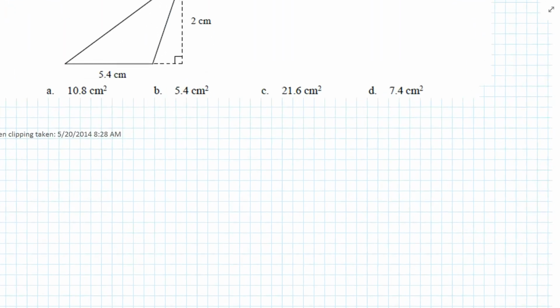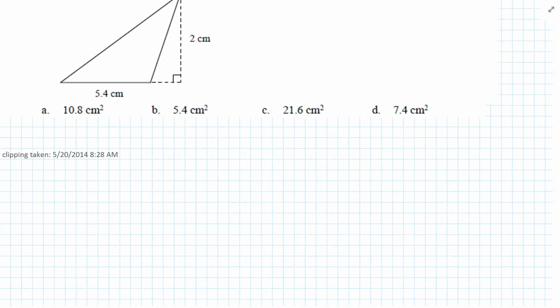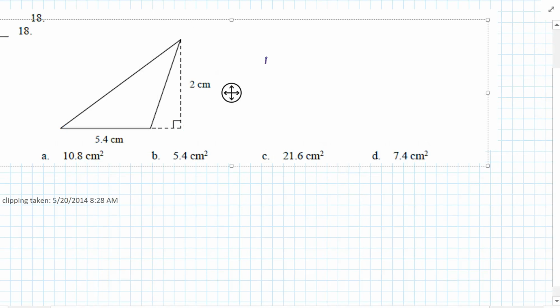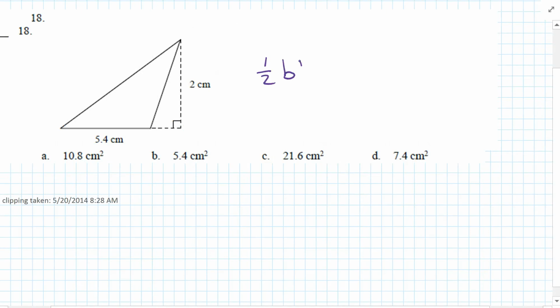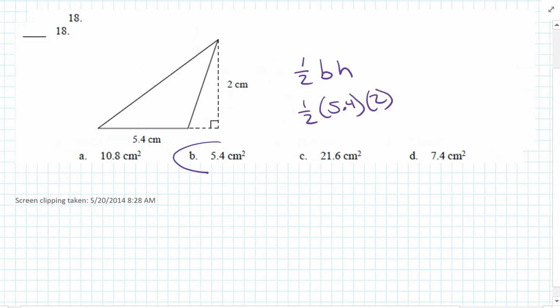18. Base times height. It's a triangle though, so now it's 1/2 base times height. So it's going to be 1/2 5.4 times 2. So it's just going to be B, 5.4.